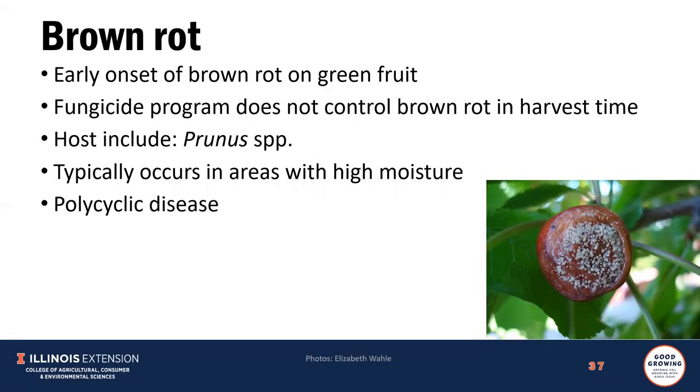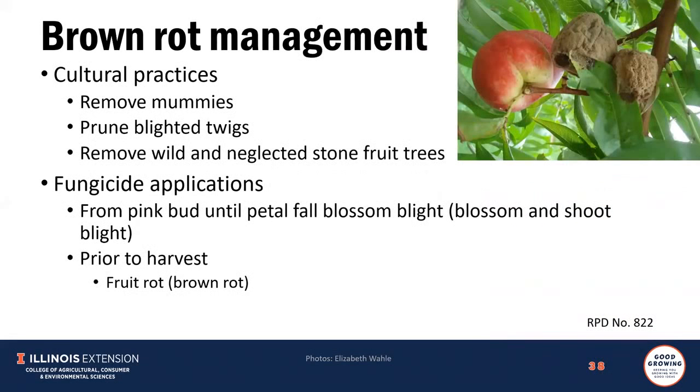And so you'll want to keep in mind the infections that you have, and again, remove any mummies or lessen your disease factor. So removing those mummies, pruning the blighted twigs because it can affect the twigs also, and your fungicide applications, you're going to want to manage those. Just good sanitation can go a long way when it comes to these tree fruit diseases.